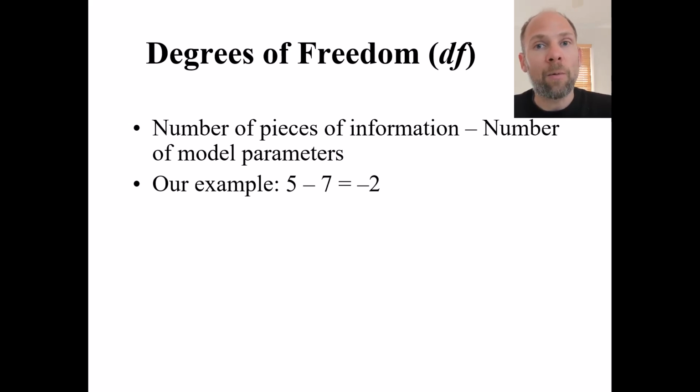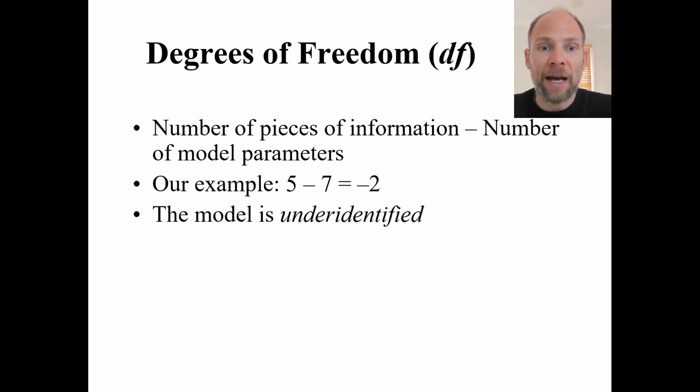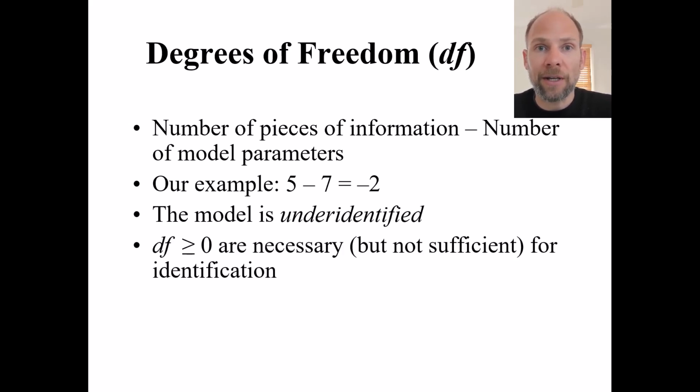So this is one very fundamental aspect of model identification, that you have to have greater than or equal to 0 degrees of freedom in order to identify a model. So this is a necessary condition. It's not sufficient to have 0 or positive degrees of freedom, because models could still be under-identified even with 0 or positive degrees of freedom. But at least when you have negative degrees of freedom like here, then you know this model cannot be identified as a whole.